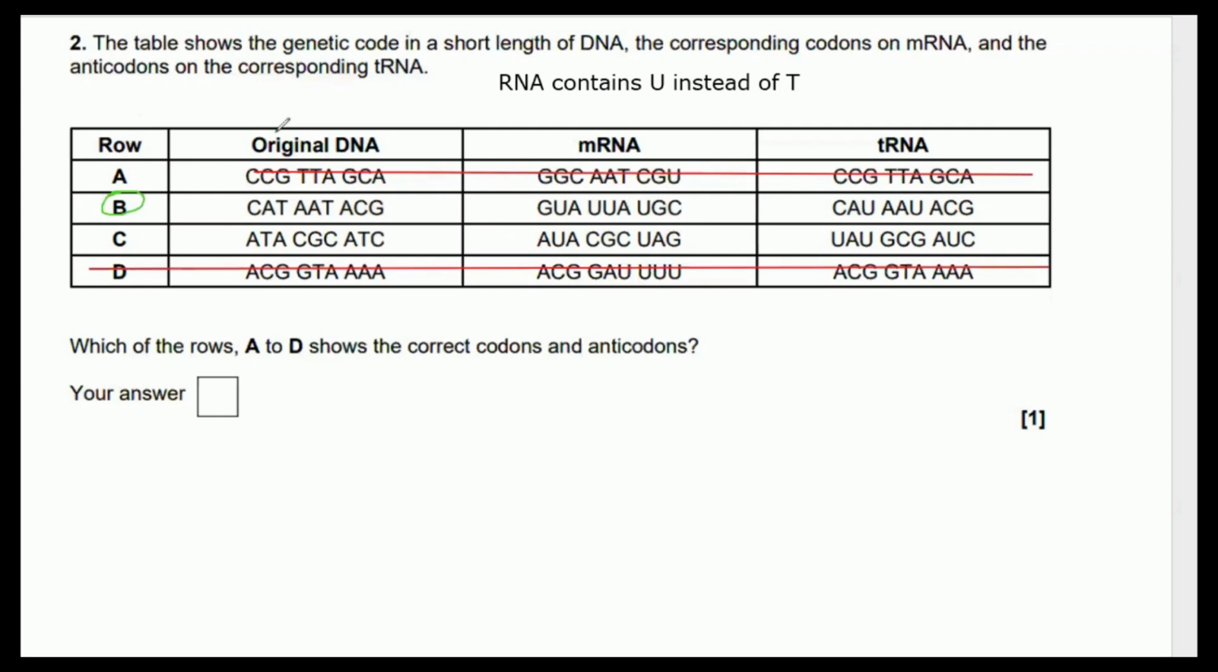Now, why? Let's spot the mistake here. We got CGC. Look, there's the mistake. Can you see this mistake on this one, which means that this is incorrect? We've got CGC on the mRNA and then CGC on the complementary bases. That is not correct. It should be CGC and then this should be GCG. So this is definitely incorrect, and our correct answer here is B.